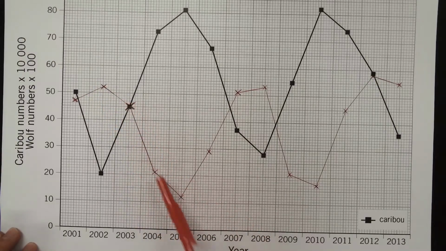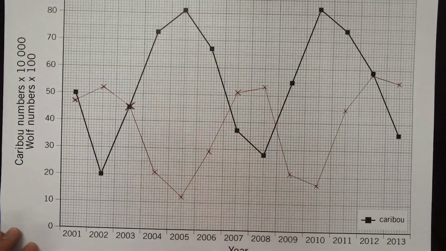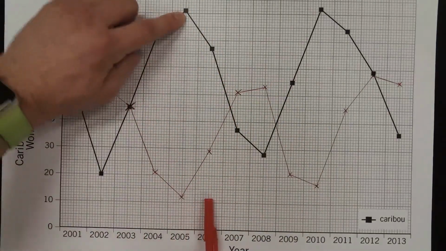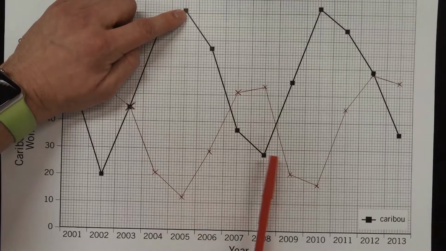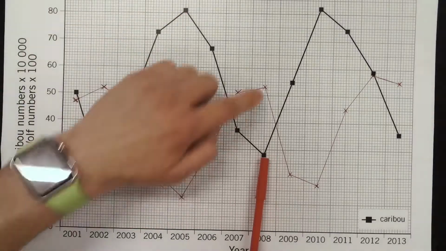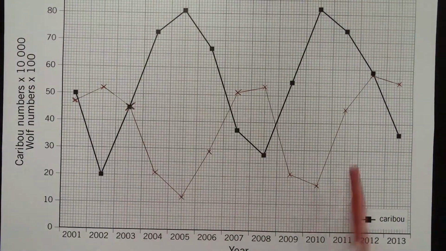So you're getting the highest point, the highest number of caribou, at the same time as you're getting the lowest number of wolves. So likewise, once again, you're getting the lowest point of caribou and the highest point of wolves. So this then repeats itself across this graph. So this is a very typical pattern that we do see with predator-prey relationships.